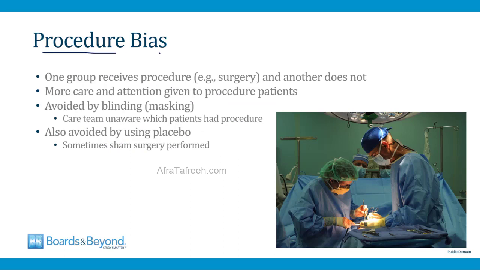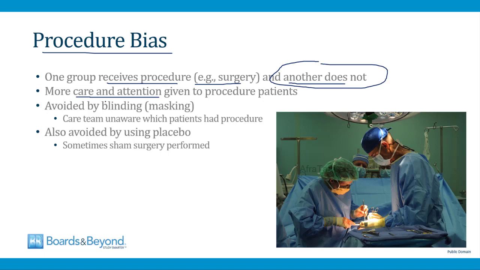And then procedure bias occurs when one group that you're studying receives a procedure like surgery and another group does not. The patients who have surgery often get more care and attention in the post-op period compared to patients who do not get surgery, and this can lead to differences in outcome that are unrelated to the surgery but are in fact related to the care and attention that patients get after they have had surgery. You can avoid this by blinding, also called masking.